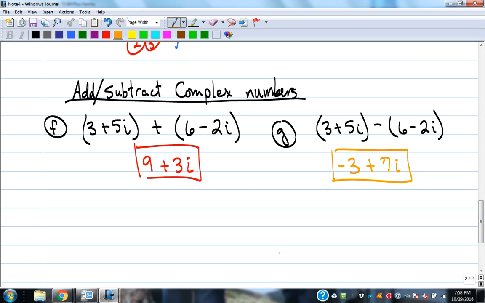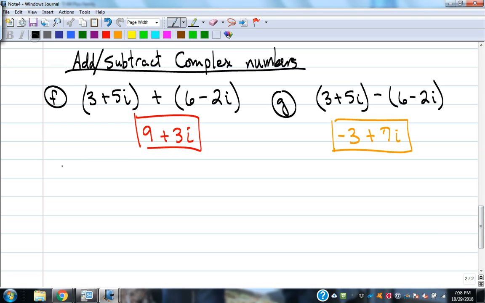Because multiplying and dividing, you got a lot of stuff going on. So let's look at a problem of multiplying. 3 plus 5i times 6 minus 2i. I'm being creative with my examples. This is just like what we did at the beginning of lecture tonight. It's just multiplying with distributive property. I'm going to take you through doing it by hand, and I'm going to show you with the calculator.